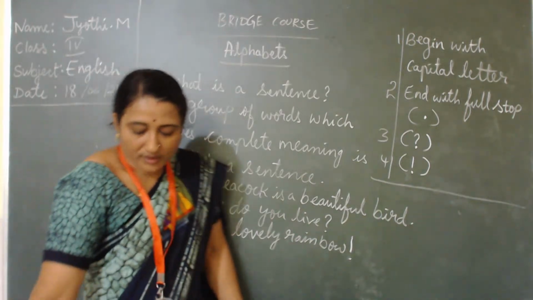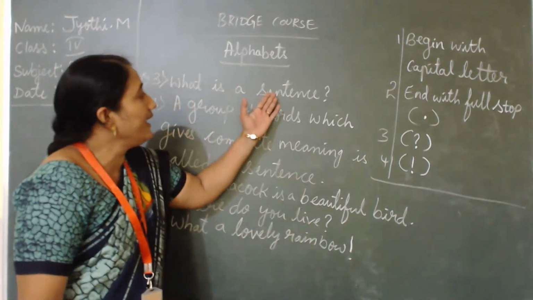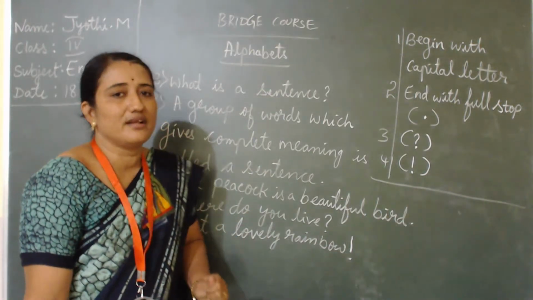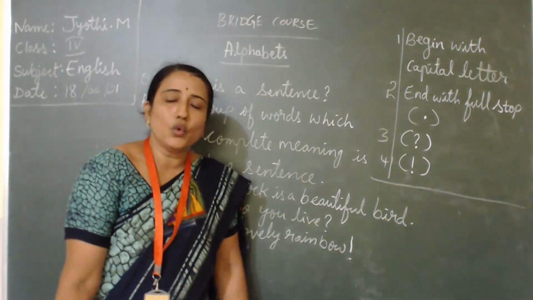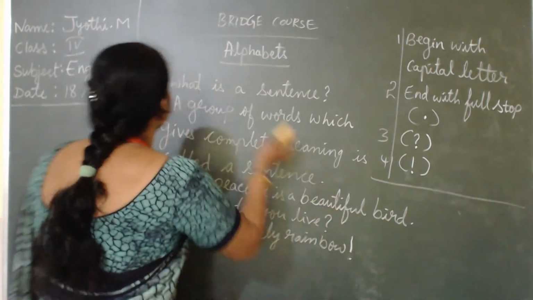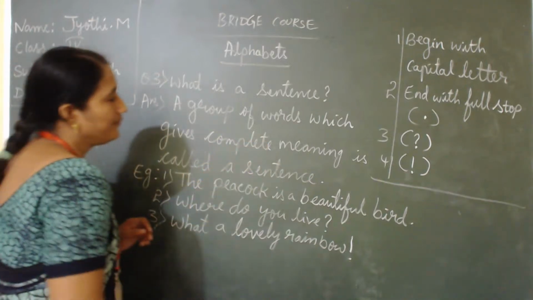Now, with the help of the sentence, we will see that every sentence has 2 parts, children. Now let us see which are the 2 parts. Yes, children? Did you all copy this?